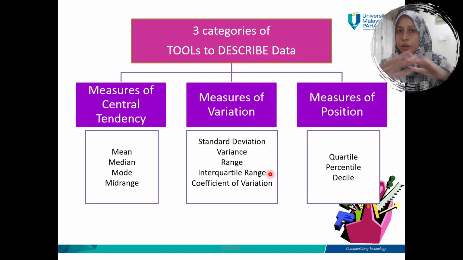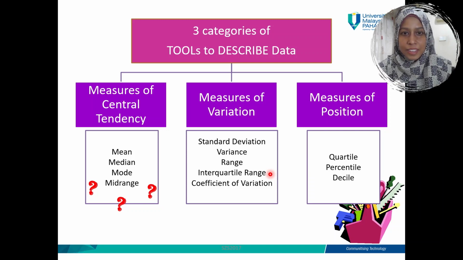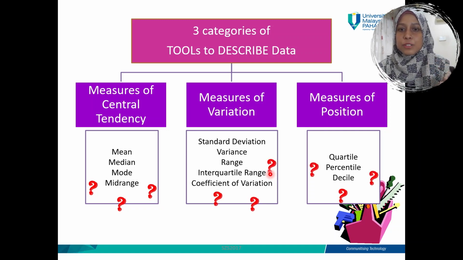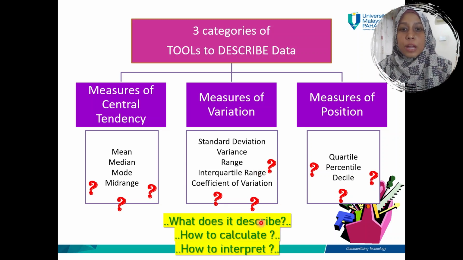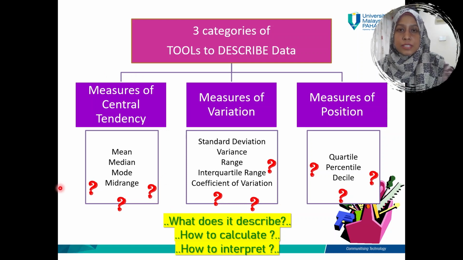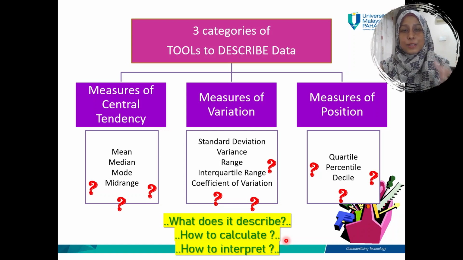Make sure throughout these videos and also the next video, you aim to understand what it is that you need to understand from all these different measures, all these different categories of tools. What does it describe about the data? How does central tendency help you to describe the data? How does measure of variation help you to describe the data? And then how to do the calculation, and finally, once you have the calculation, how to interpret the calculated value. These three should be your main focus throughout this chapter 1.3.